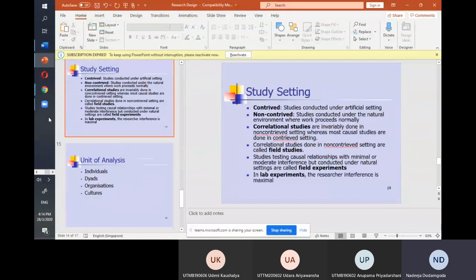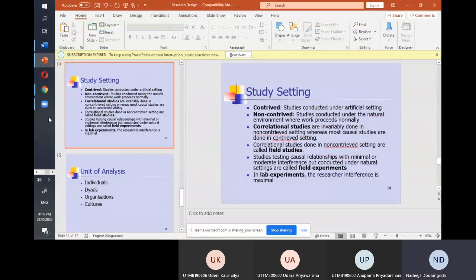However, try to manage with one. So now I have actually given more details here. You can see the study settings. I have said non-contrived and contrived, where I initially said contrived is conducted under artificial setting, where everything is manipulated. Non-contrived is at the natural setting. However, Sekaran, as I said, is smarter than Saunders in this, because he goes on to explain it a bit more in detail in terms of how to make these manipulations.